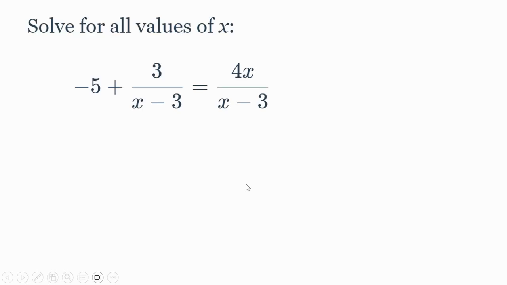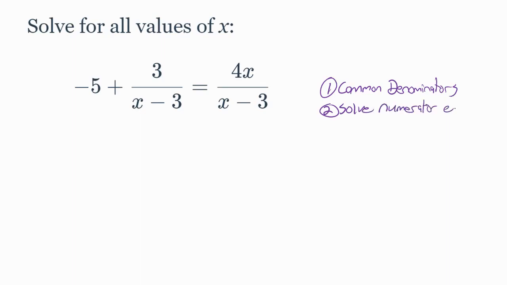So when it comes to solving rational equations, my guaranteed tried and true method is 2 steps. Make common denominators and then solve the numerator equation. Now there's one little caveat. Step 0 would be to identify points of discontinuity.